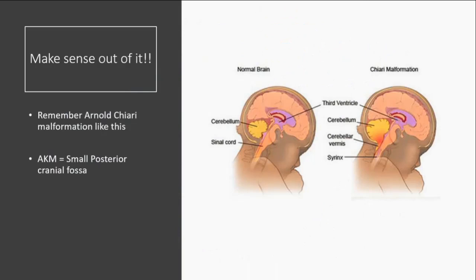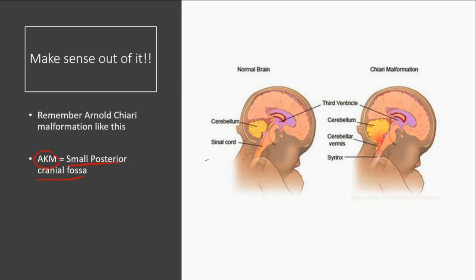Okay, so Arnold-Chiari malformation is one of those conditions that come up a lot in neurology, especially in exams. They're not that common in real life, but in med school they do come up in exams. So I had a lot of trouble understanding this or remembering it over time, because I didn't really make sense out of the condition. So what you need to understand is that Arnold-Chiari malformation essentially is a small posterior cranial fossa. Just remember it as that. Arnold-Chiari malformation, small posterior cranial fossa.